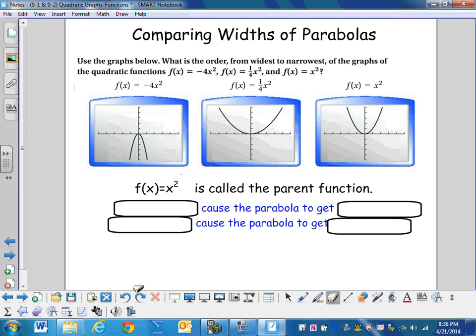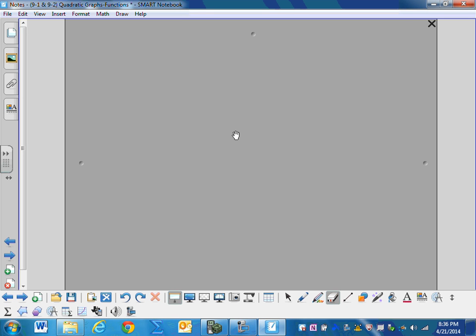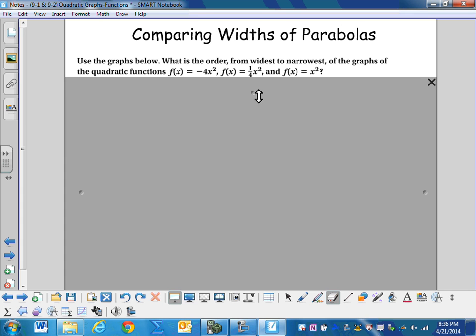Comparing widths of parabolas, use the graphs below. What is the order from widest to narrowest of the graphs of the quadratic functions f of x equals -4x squared, f of x equals 1/4 x squared, and f of x equals x squared?